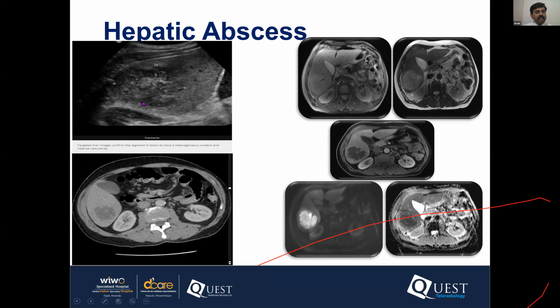So more than one hepatic abscess can be seen. Then what we see is the various stages of a hepatic abscess. If there is a continuous and non-treated hepatic abscess, it may go in for pus formation and there will be an anechoic collection within the cyst, within the abscess.